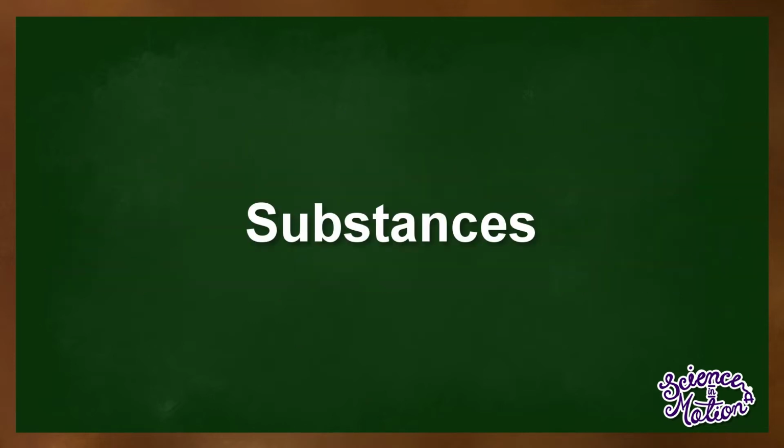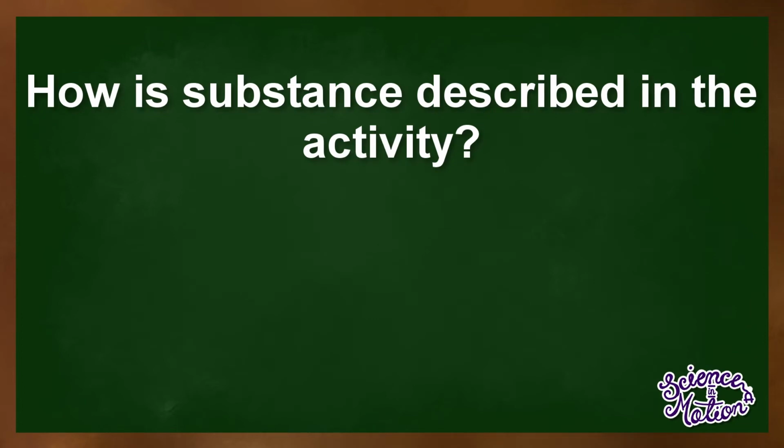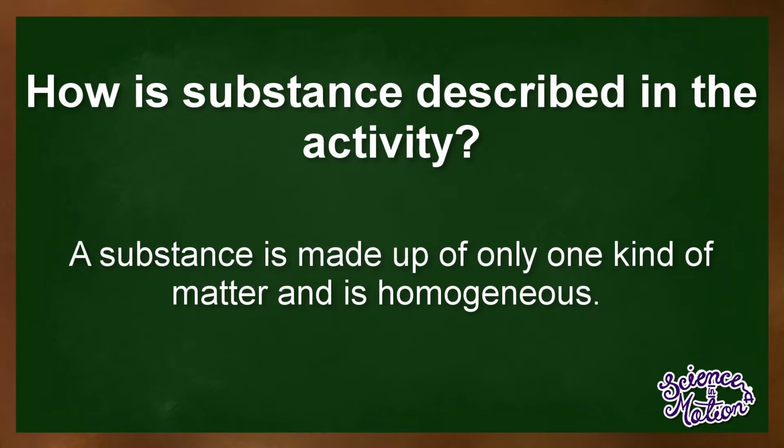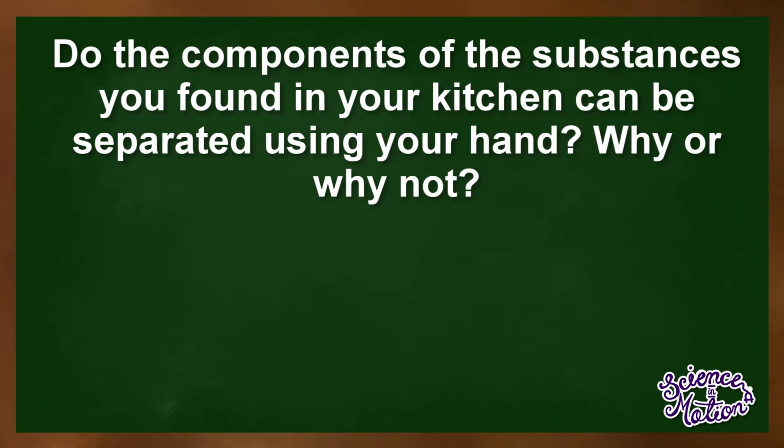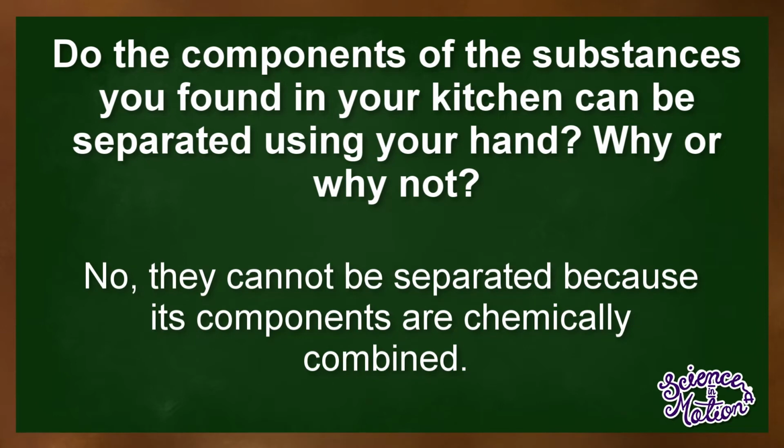Let us try to see if you learned something about substances in the activity. Are you ready? How is substance described in the activity? Answer: a substance is made up of only one kind of matter and is homogeneous. Do the components of the substances you found in your kitchen can be separated using your own hand? Why or why not? Answer: no, they cannot be separated because its components are chemically combined.